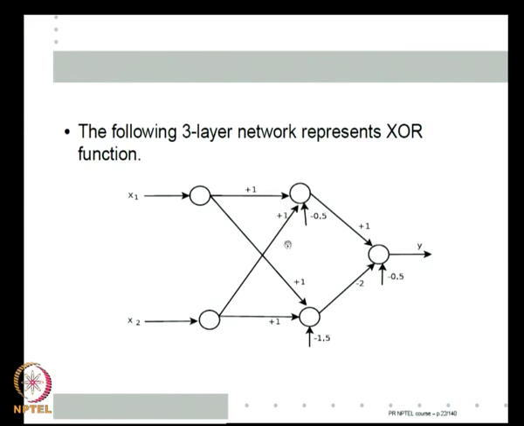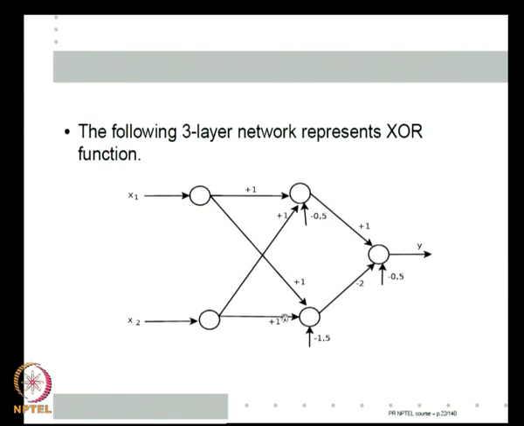If at least one of them is 1, then net input will be 1 minus 0.5, so net input will be 0.5. So, output will be sigmoid at 0.5, that will be close to 1. If both of them are 1, it will be even closer to 1. So, this hidden node is discovering whether at least one of the two inputs is 1.